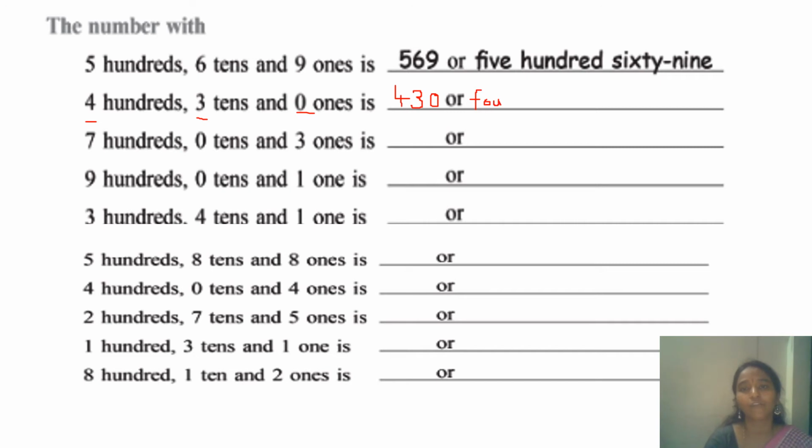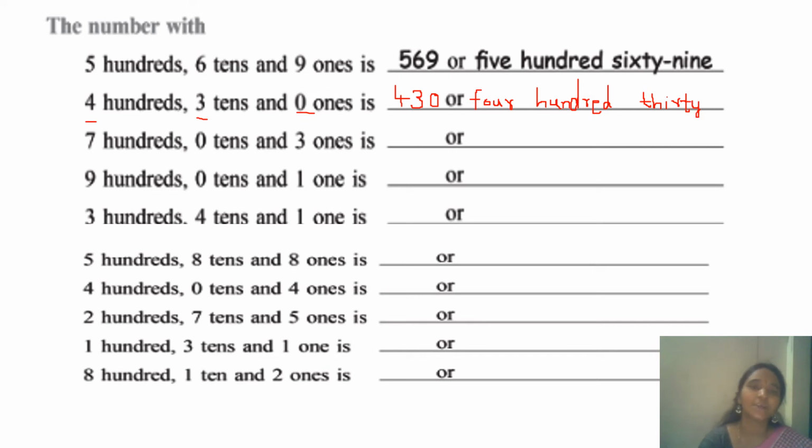You write 4, hundred, H-U-N-D-R-E-D. 400. What next? 30, right? T-H-I-R-T-Y. Okay.